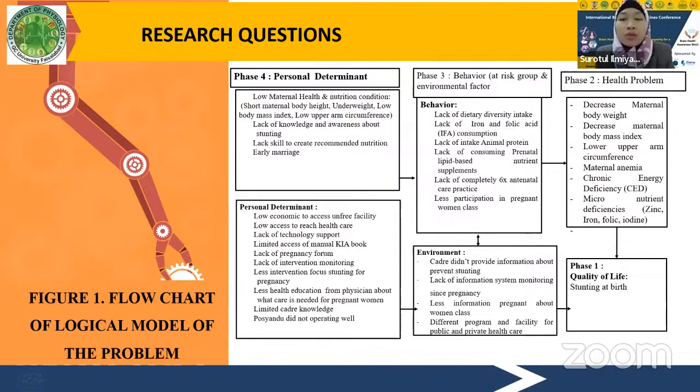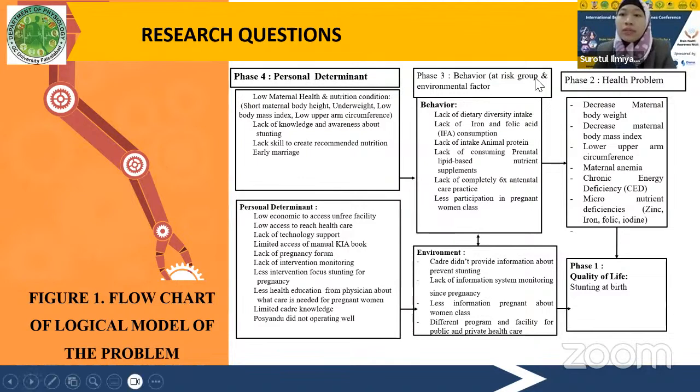For the environment, usually cadres didn't provide information about preventing stunting. They only conduct the usual prevention. And also there is lack of information system monitoring since pregnancy. The book is not enough to monitor the prevention process. There is less information for pregnant women about women class, and different programs and facilities for public and private healthcare. Usually in public healthcare, some places are free but some places are not free. But for private clinics, usually they are not free.